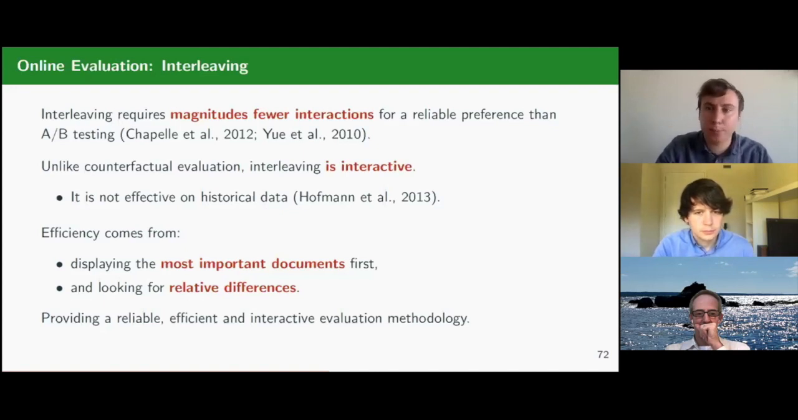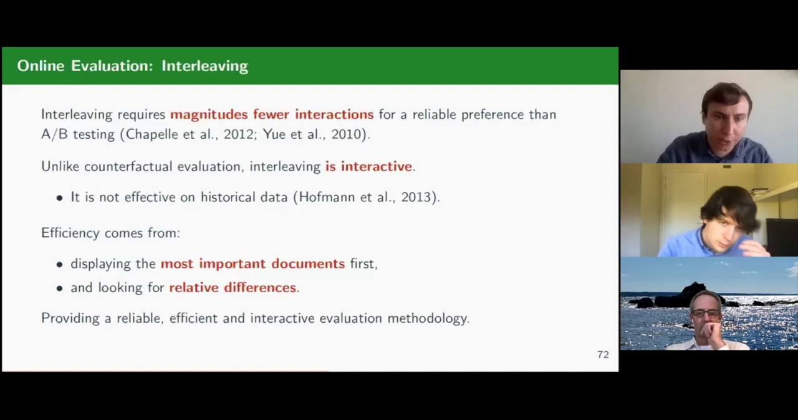This efficiency of requiring fewer user interactions to get a reliable preference largely comes from the fact that we are displaying the most important documents first. We're choosing the top ranked documents for either ranker A or ranker B and putting those in the top position in the ranking. And we're also just looking for relative differences, which is often an easier problem than trying to get an absolute number on how well a ranker performs in terms of an IR metric.